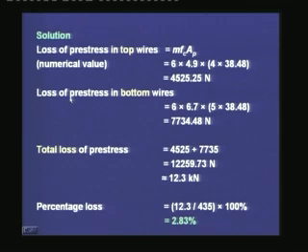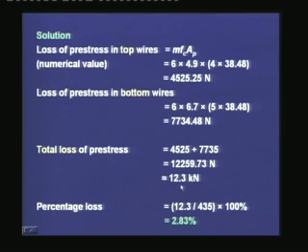Similarly, we can calculate the loss of prestress in the bottom wires, which is the same modular ratio times the stress times the total area of the prestressing steel at the bottom, and this is the value for the loss of prestress at the bottom wires. The total loss of prestress is the summation of these two terms, and the total loss is 12.3 kilonewton. That means our original prestressing force was 435 kilonewton.